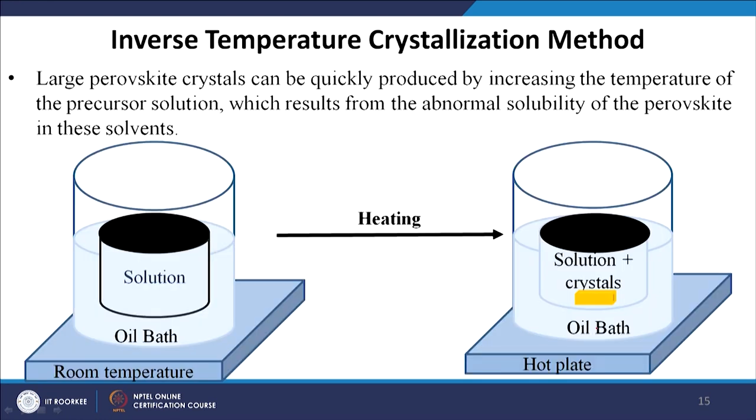Then the ITC, inverse temperature crystallization method. Large perovskite crystals can be quickly produced by increasing the temperature of the precursor solution, which results from the abnormal solubility of the perovskite in these solvents. What happens is, you take a perovskite solution in an oil bath, which is kept at room temperature, and you heat it. If you heat it, what you will get is a solution plus the crystal. This is called the inverse temperature crystallization.